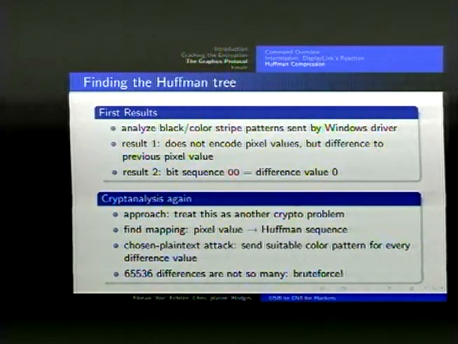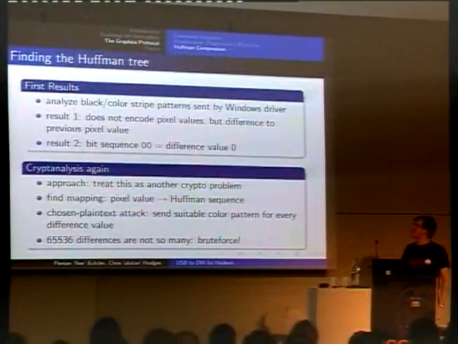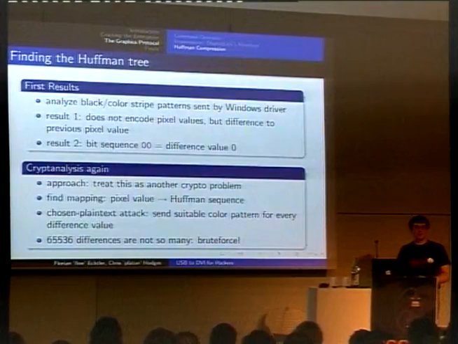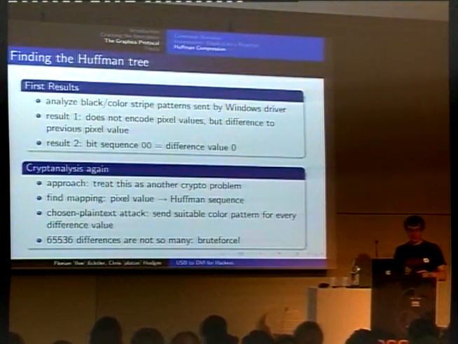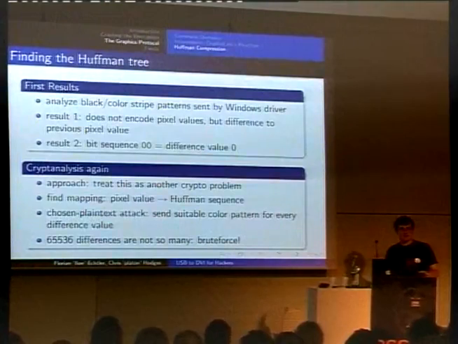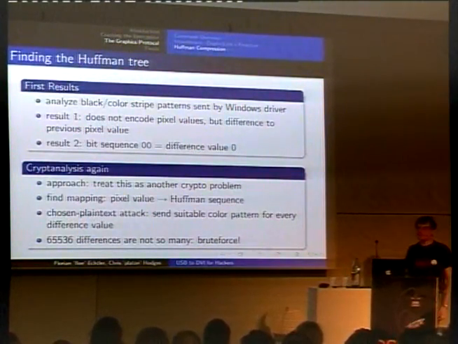The second finding was that a bit sequence of 0 bits encodes a difference of null. So this is also in Huffman compression, shortest sequences correspond to the most frequent numbers. And of course, in images you often have runs of similar color, so 0 is the most common difference value.